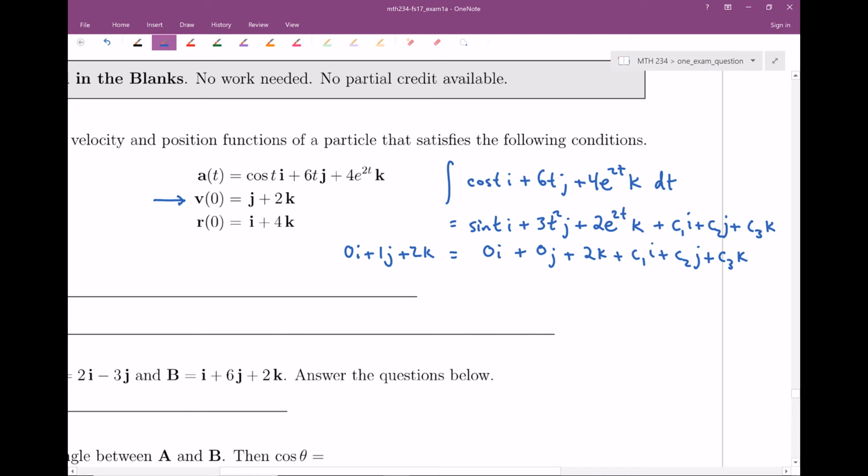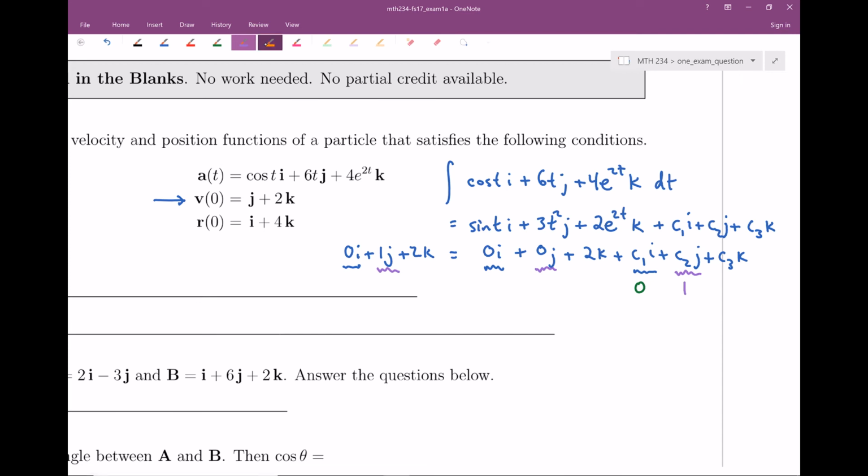Okay, so the question is, here are all my i stuff. 0i and c1 i. When I add those together, I have to get 0i. So what should c1 be equal to? Well, I hope that you get out 0, so this should be 0i. Okay, how about all of my j stuff? We have 0j plus c2 j should equal 1j. So what should c2 equal? Well, hopefully 1, right? 0 plus 1 equals 1.